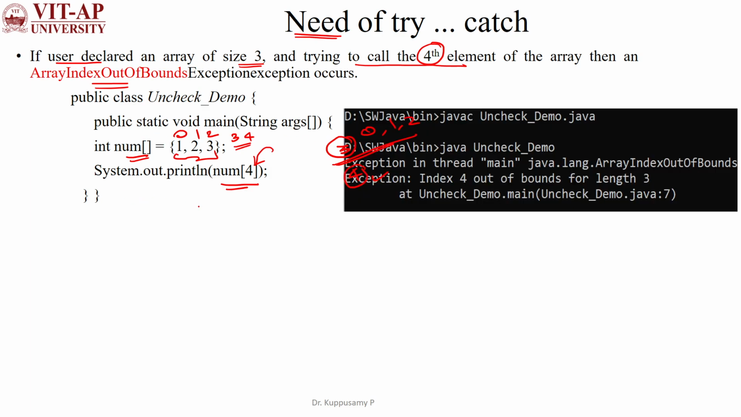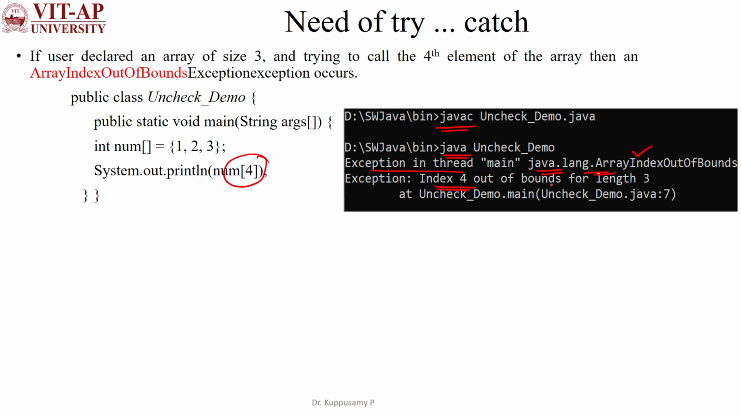So what will you get when you are executing the program? Here the program is successfully compiled, but when you are running the program, automatically the exception in thread main java.lang.ArrayIndexOutOfBoundsException is raised. What is the reason? Index 4 is out of bounds for the array length 3. So that is the issue here, that your accessing index value is out of the limit of your array length. So that is the meaning here.